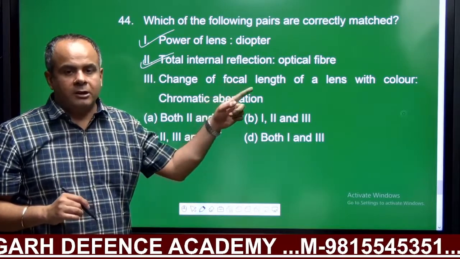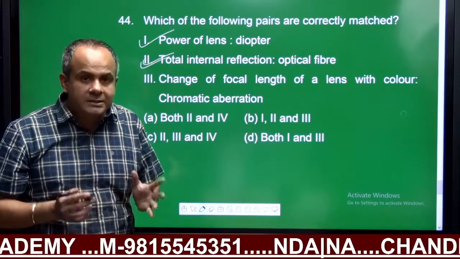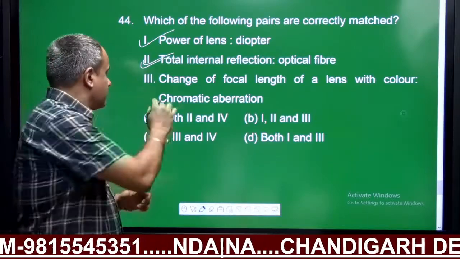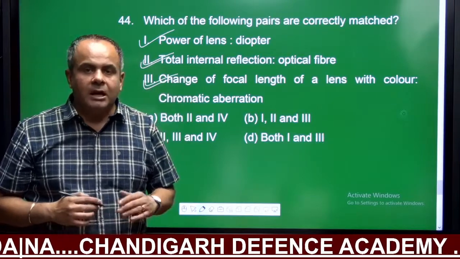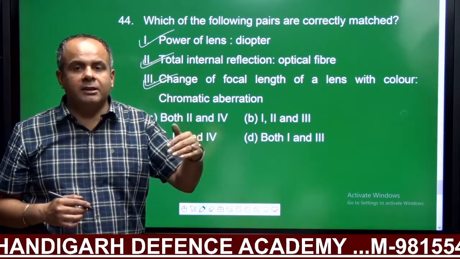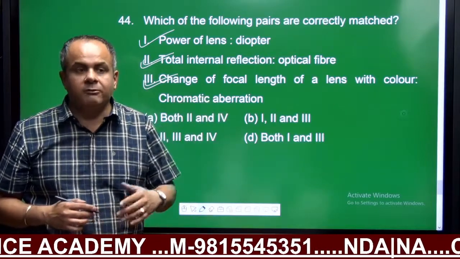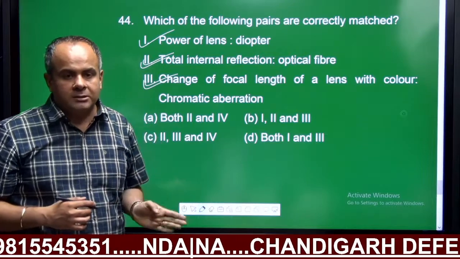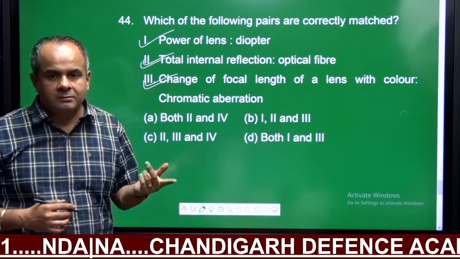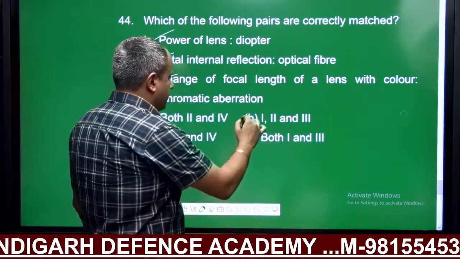Change of focal length of lens with color leads to chromatic aberration. ये भी सही है. Chromatic aberration आपको समझाया था. क्या था chromatic aberration? हर लाइट के लिए, हर वेवलेंथ के लिए the focal length of the lens will be different, क्योंकि रिफ्रैक्टिव इंडेक्स चेंज हो जाएगा हर वेवलेंथ के लिए. So based on this, all are correct. तो ये जस्ट नॉलेज के लिए क्वेश्चन दिया हुआ है. All are correct. 1, 2 and 3.